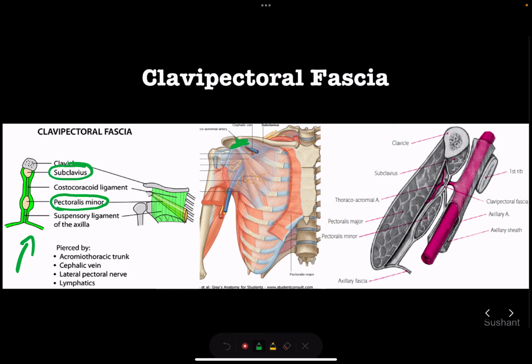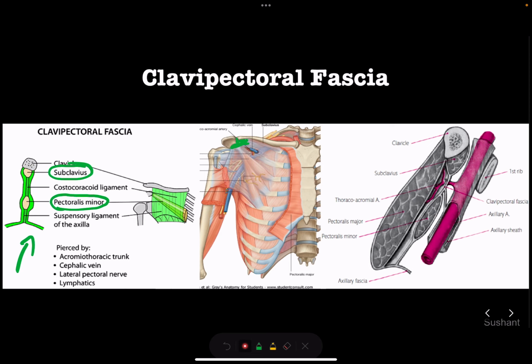So after covering the pectoralis minor muscle, the clavipectoral fascia splits into two layers, and then it will be attached to the two lips of the subclavian groove. So where is the subclavian groove? It is on the inferior surface of the middle third of the clavicle. That's where we have the subclavian groove.